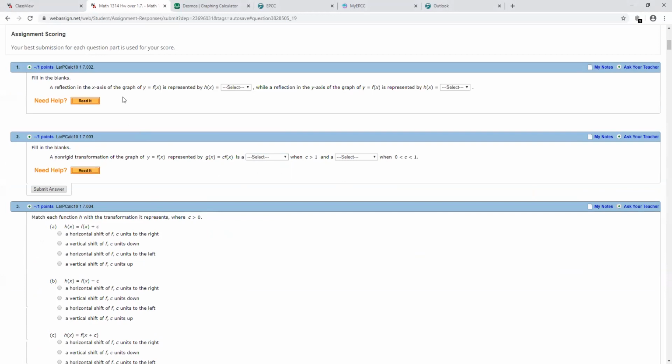A reflection in the x-axis of the graph of y equals f of x is represented by h of x. So instead of g of x, they just wrote h of x. And what happens when we reflect about the x-axis? That's the one we just talked about. What do we do to the original parent function when we reflect over the x-axis? It's a multiplication of -1, but where? Inside next to the x or outside in the front of the function? Outside. So right here, it gives us these two choices.